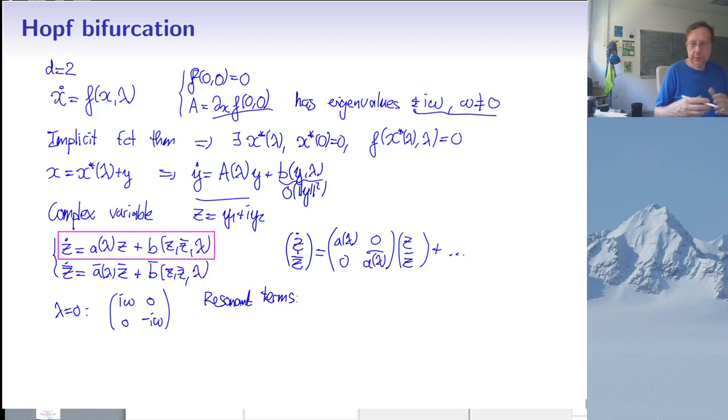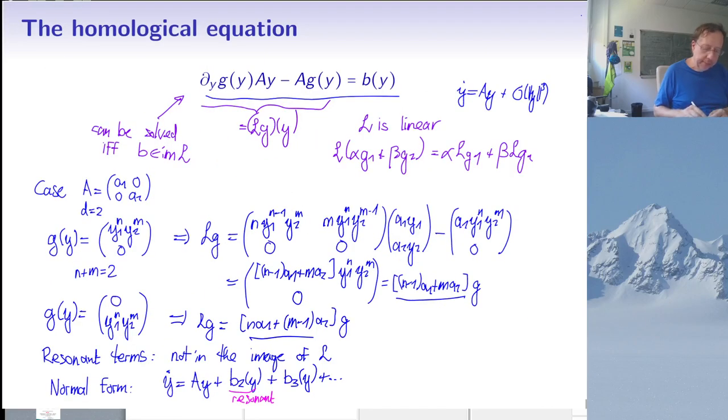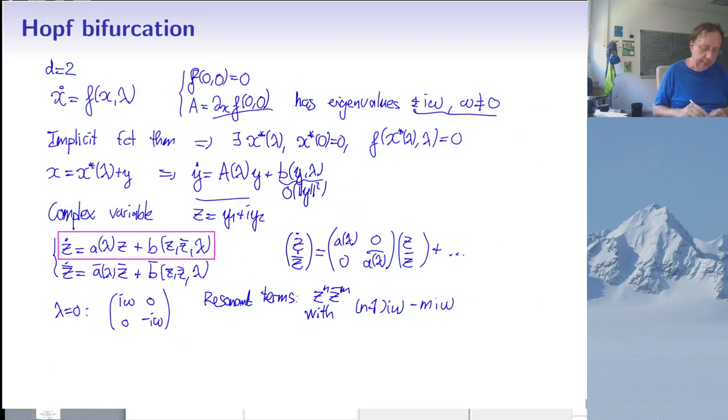Well, these are the terms, so I had this condition involving the eigenvalues and n and m. So they will be of the form z^n z conjugate to the power m, with (n minus 1) i omega minus m i omega. Remember what I had here, with A1 being i omega and A2 being minus i omega. This should be equal to 0 to be resonant, which means that n minus 1 minus m should be equal to 0.